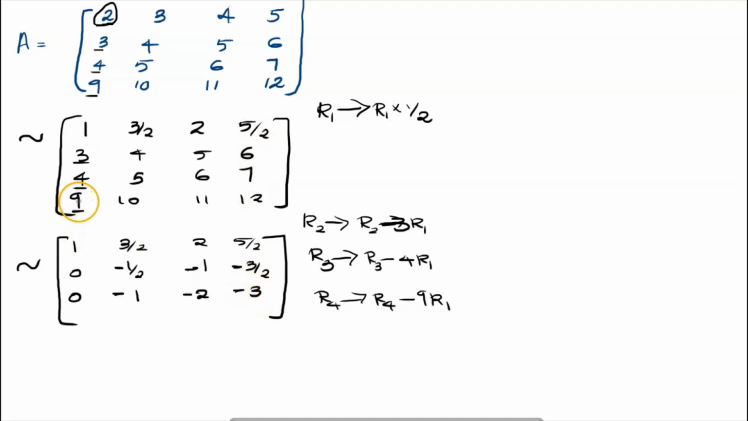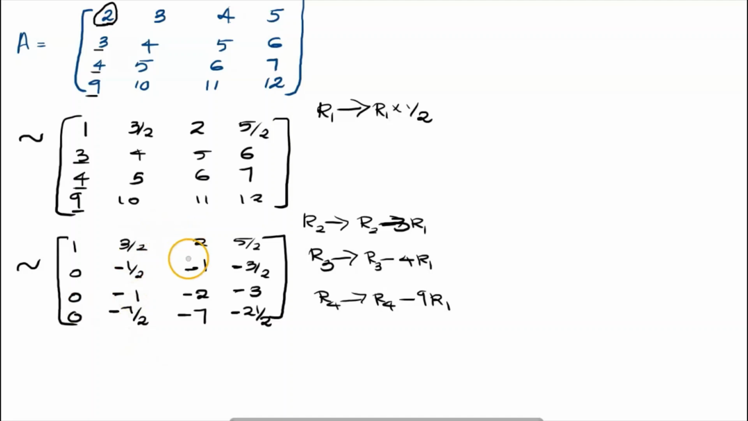Now last row, 9 minus 9, 0. 10 minus 9 into 3 by 2, 27 by 2. 10 minus 27 by 2 is minus 7 by 2. 11 minus 9 into 2, 18. 11 minus 18 is minus 7. 12 minus 9 into 5 by 2, 12 minus 45 by 2. That is minus 21 by 2.